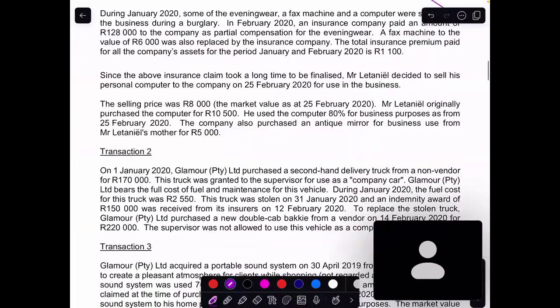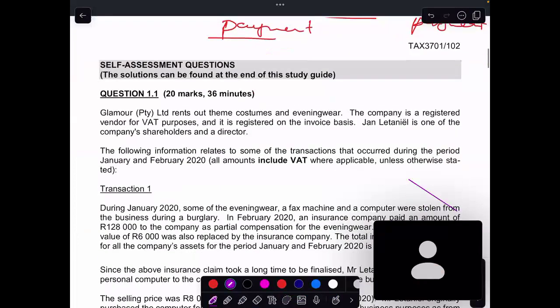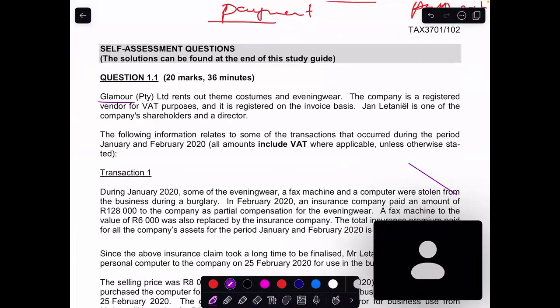All right, let's go through the transactions now. They're saying Glamour Ltd rents out theme costumes and evening wear. The company is a registered VAT vendor for VAT purposes and is registered on invoice basis. Let's take a pause here. They are saying the company is a registered VAT vendor.